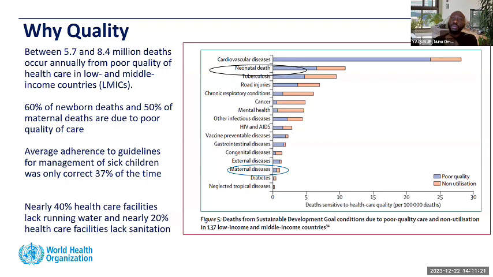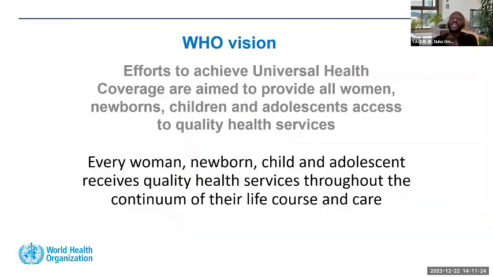So we know that these are all problems. And so for WHO, this brings us to the vision, which is that along the continuum of care, WHO's vision is that every woman, newborn, child, and adolescent receives quality health services throughout the continuum of their life course and care. And this is important because without quality of care, we know that universal health coverage is not possible. And therefore, you cannot be talking about universal health coverage or even now the primary health care reform without situating quality of care in the middle of that.